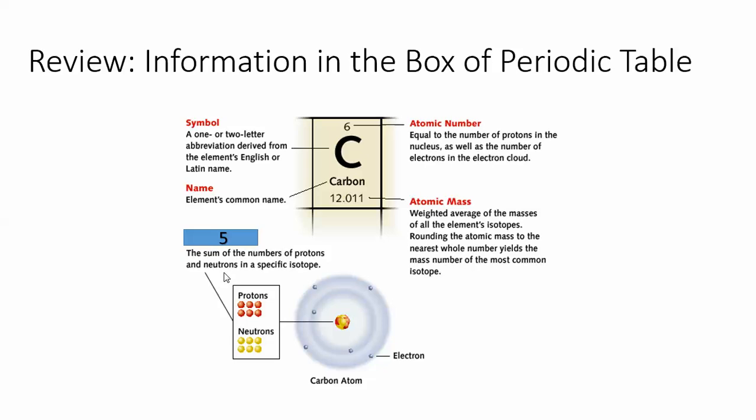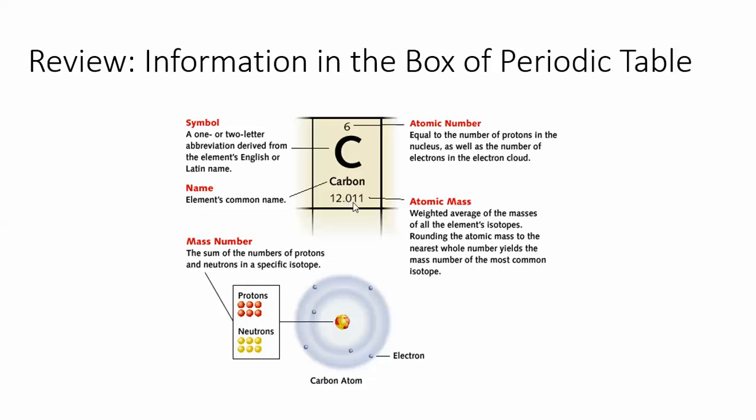The sum of the numbers of protons and neutrons in a specific isotope. And that is the mass number. Just like it says here, we take this atomic number, we round it to the nearest whole number. That tells us the total number of protons and neutrons. We can't have 0.011 of a proton or 0.011 of a neutron. It doesn't make any sense. So we're going to round it to the nearest whole number.